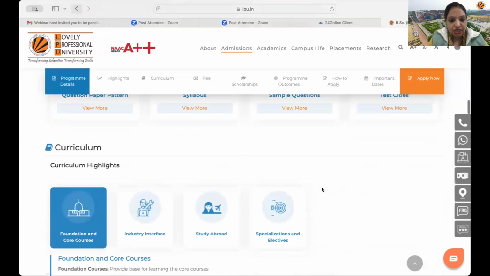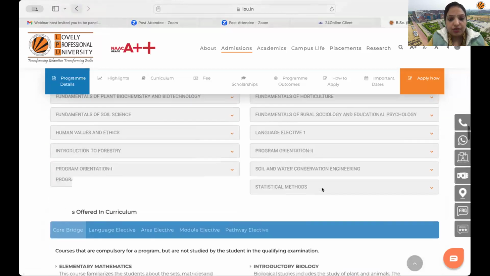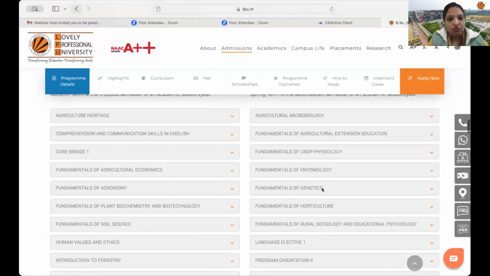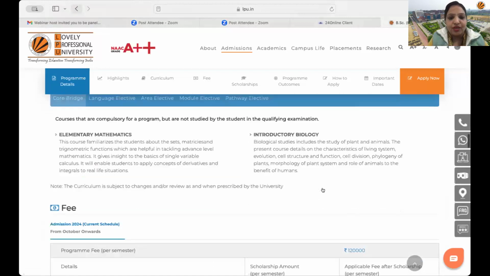So I'll share the dates as well. Further, I'll proceed with students can also have a look at all the curriculum which will be taught to them, so they can have a mindset of what orientation they will be having in the program.